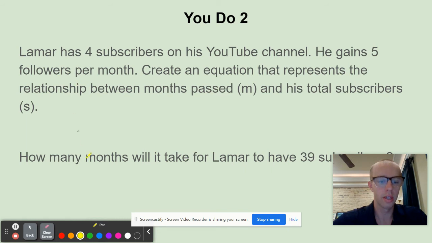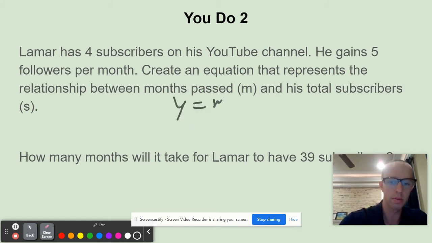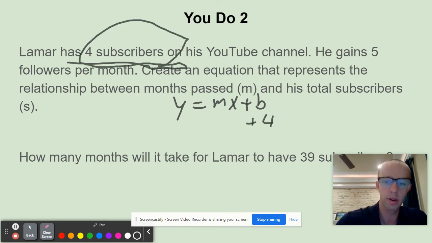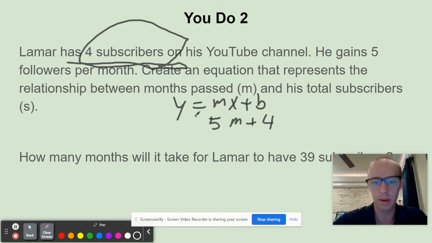Okay, hopefully you are unpausing and you've already solved the question. I'm going to go over it quickly since you do. You start with y equals mx plus b. And our beginning, Lamar has 4 subscribers. He starts with 4 subscribers on his YouTube channel. So I'm going to start with a positive 4 here. He gains 5 followers per month. We can show that algebraically as 5m, right? 5 times the amount of months.